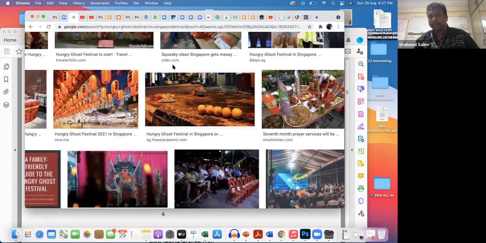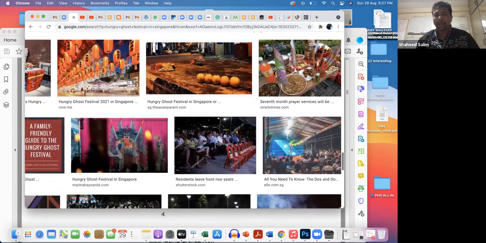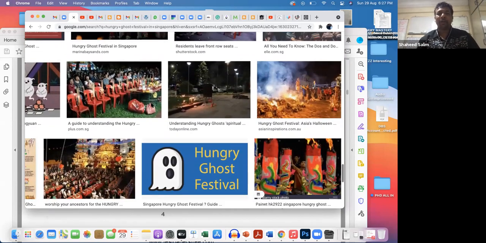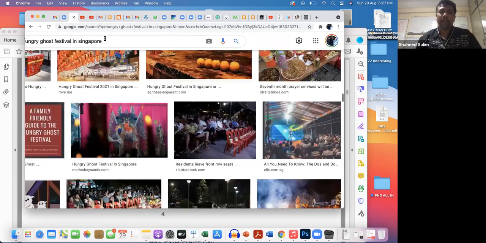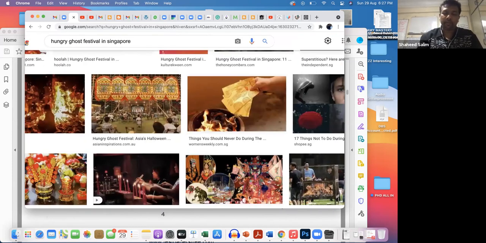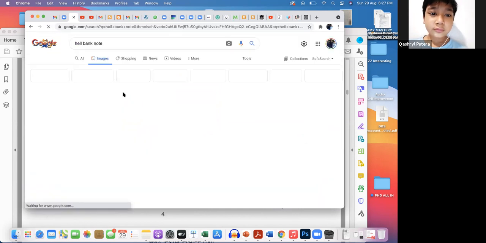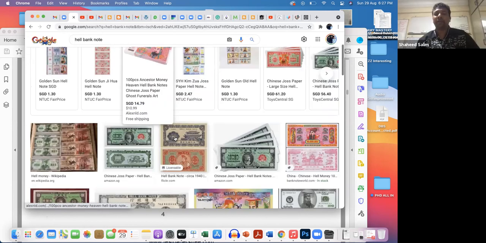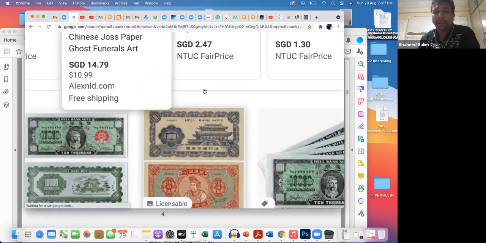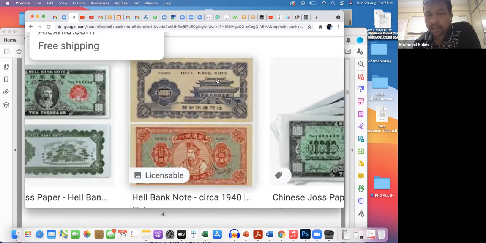Okay, so anyway, they'll be burning. I do not know whether you know about this. Have you seen it before? Okay, yeah, you have seen that. So now this one is hell bank note. Can you see? They are burning hell bank money.